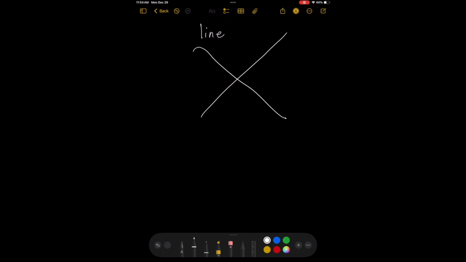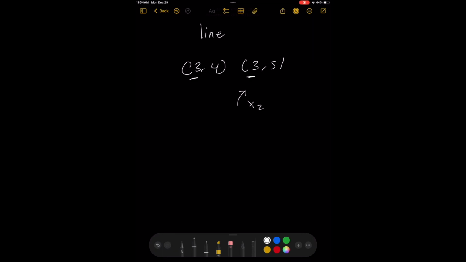But let's try and find the slope between these 2 points. Now you'll notice something. There's the same x-coordinate. Okay, well, let's try it anyway. I'm just going to choose this as x2, even though the x-coordinates are the same, because why not? This is y2, and then this is x1, and this is y1.